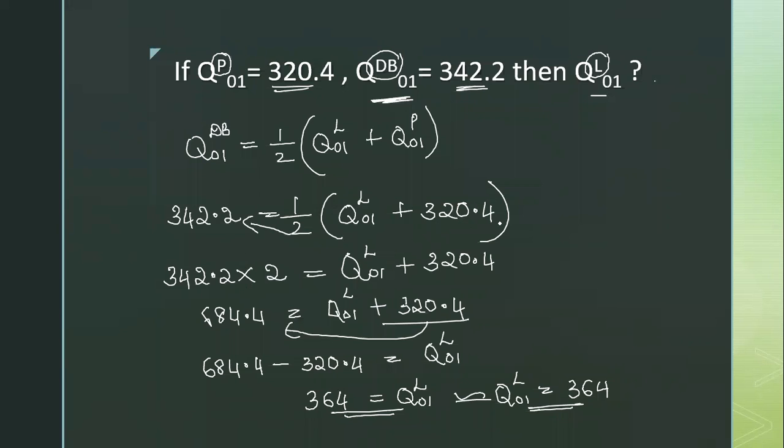Then what is remaining here? Plus 320.4. When you bring this plus 320.4 to the opposite side, it becomes minus 320.4. So again what answer will you get? When you subtract it you will get 364. So this is the value of quantity of the base and current year under Laspeyres.